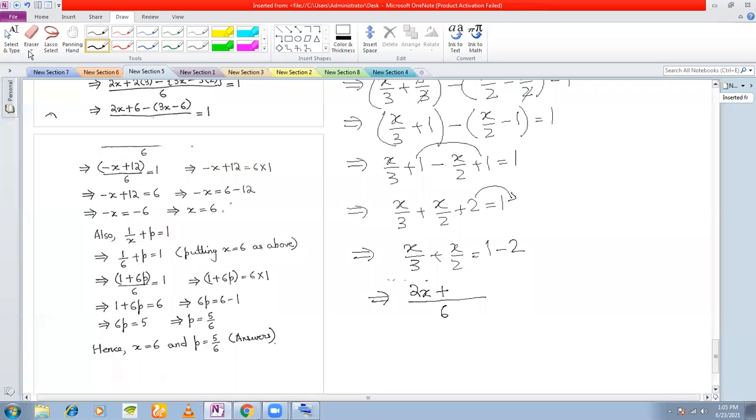Oh, this should be a minus sign. This should be a minus sign, because here, if you see, I have a minus sign. Minus and a minus, so this should also be a minus sign. Right? So now you have 6 here divided by this 2 will give you a 3. 3 you multiply with this x to get 3x is equal to 1 minus 2, which is minus 1. Now you have 2x minus 3x will give you minus x divided by 6 is equal to minus 1.